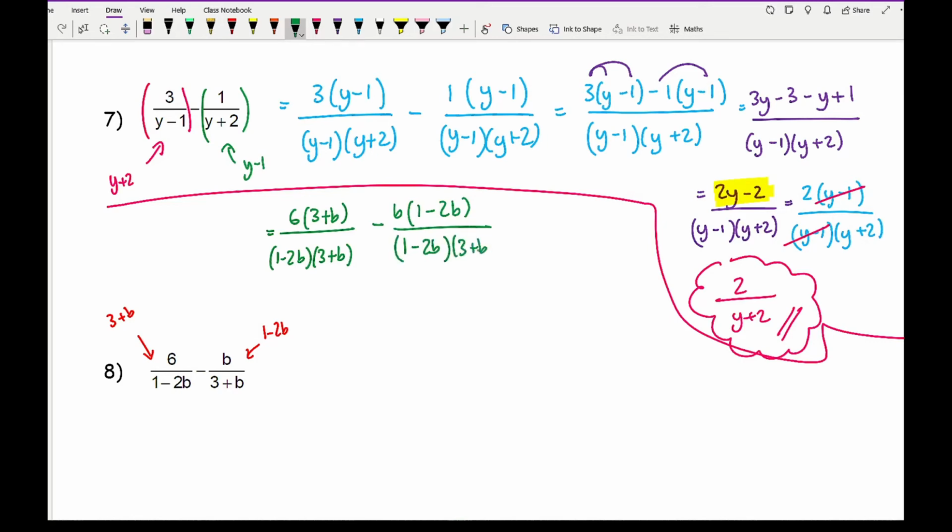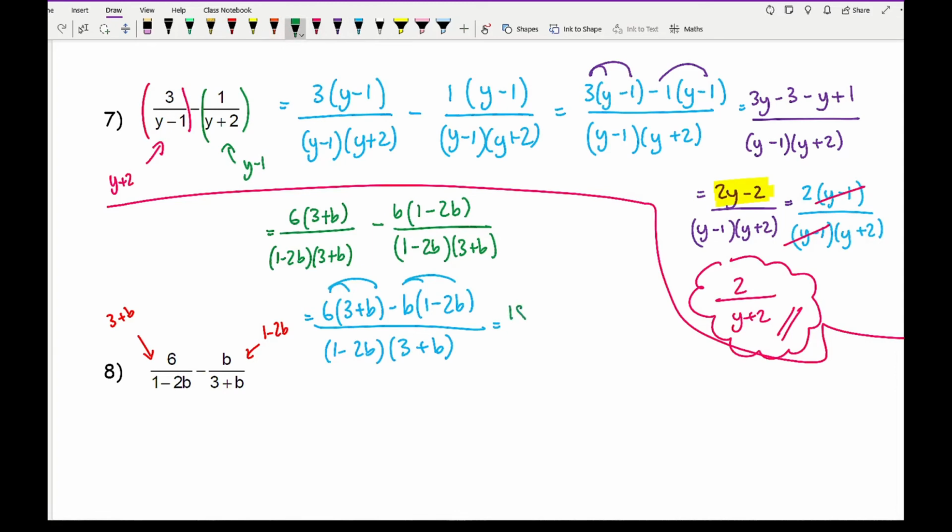Now again, this looks very messy, so what I'm going to do is keep the numerator, let's just join them together. So I've got 6 bracket 3 plus b, minus b bracket 1 minus 2b. Yeah, it's definitely worth making sure your b's don't look like 6's. And again, keeping the numerator, also show the denominator in its factorised form. So now I'm going to expand my numerator, switch to a different colour pen.